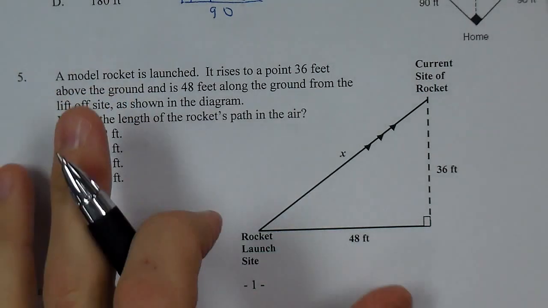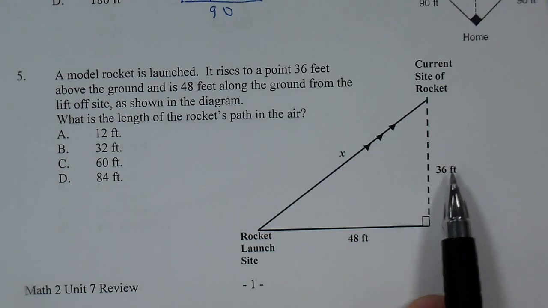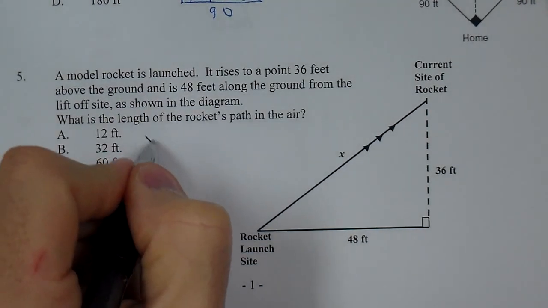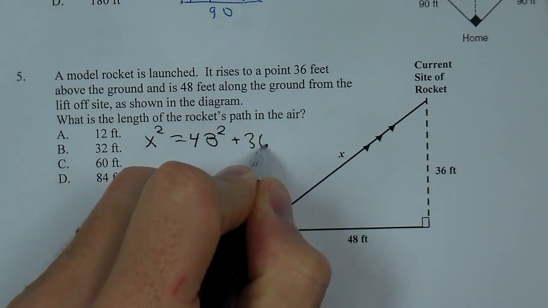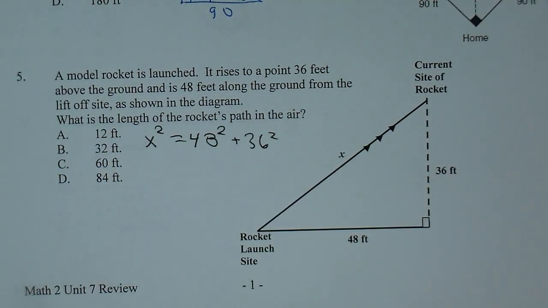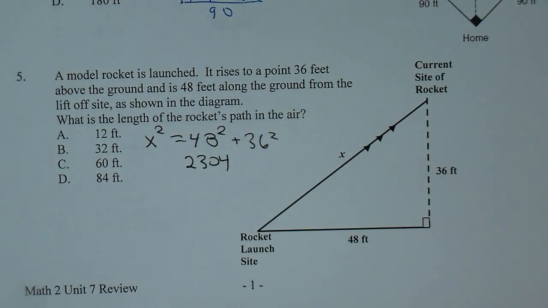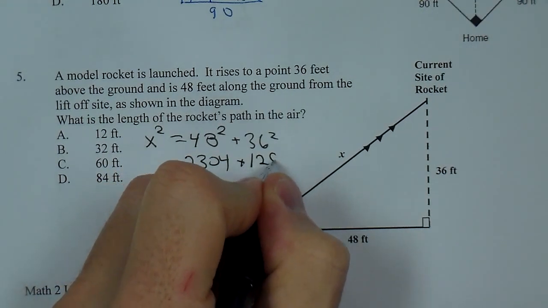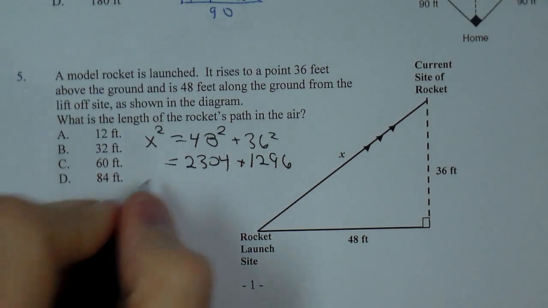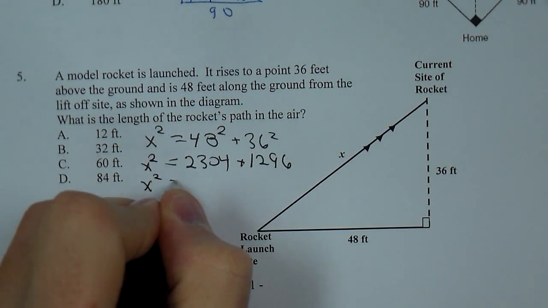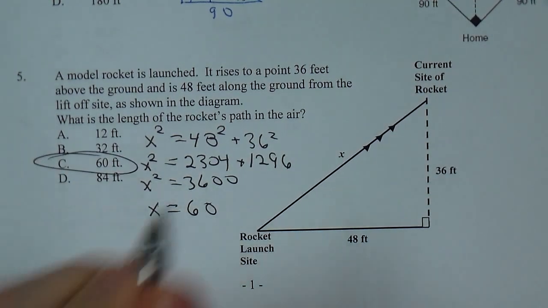Number 5, we have a rocket is launched. Now, these can easily become trig problems if we're asked for angles. If we look, I have the distance from the site and the height's 36, so it is Pythagorean theorem. X squared equals 48 squared plus 36 squared. We get 2304 is 48 squared. 36 squared is 1296. We combine those. It comes out to be 3600, square root of that is 60. Our answer is C.